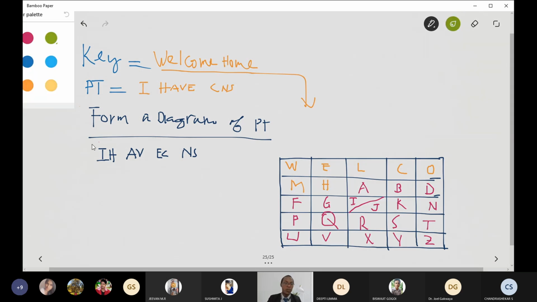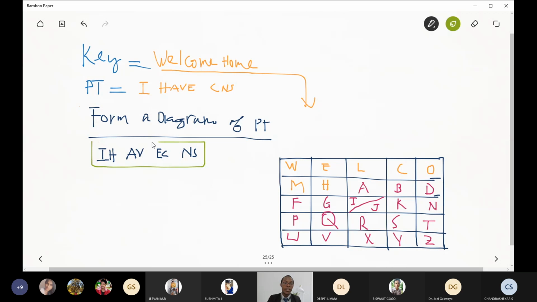Okay, come to your D graph. Now I'm going to circle them in green color. In your D graph, you look at I and H, the combined letters. Where is the I? I is in this cell. Where is the H? H is in this cell. As you can see, I and H are on different cells.